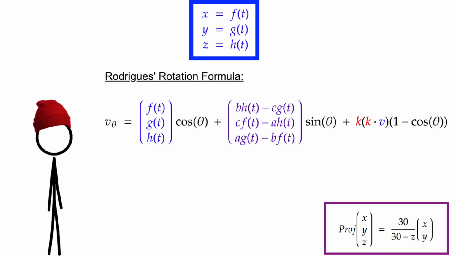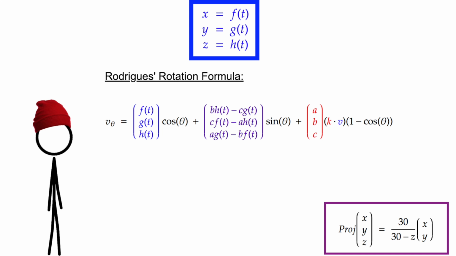That is, by definition, b h of t minus c g of t, c f of t minus a h of t, a g of t minus b f of t. Okay then, I guess. Moving on, k is ABC, of course. Then k times v again. Except this time, it's a dot product. Dot product of k times v, which is a f of t plus b g of t plus c h of t.